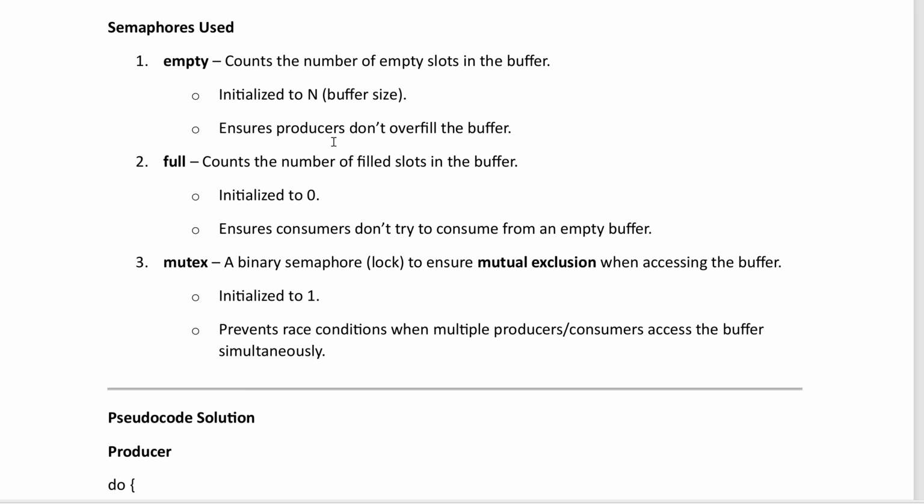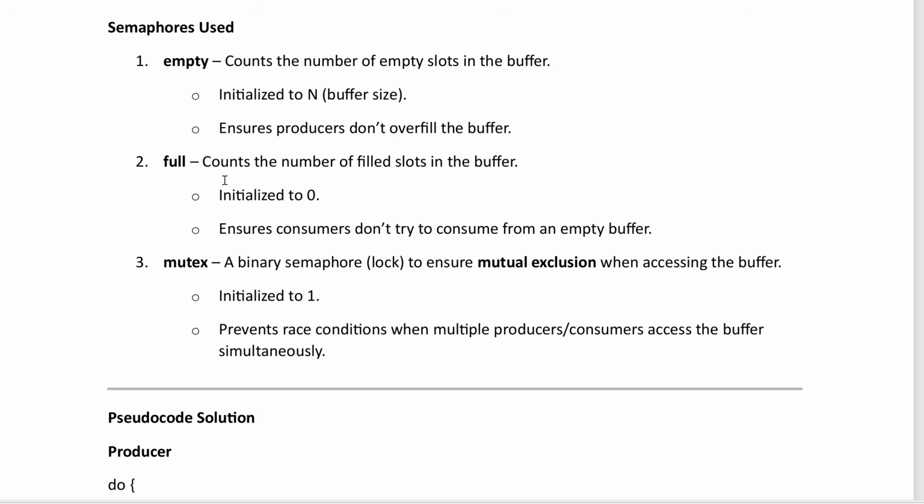The empty semaphore will ensure that producers don't overfill the buffer. Overfill means if the size of the buffer is n, the producer cannot place more than n items into the buffer.